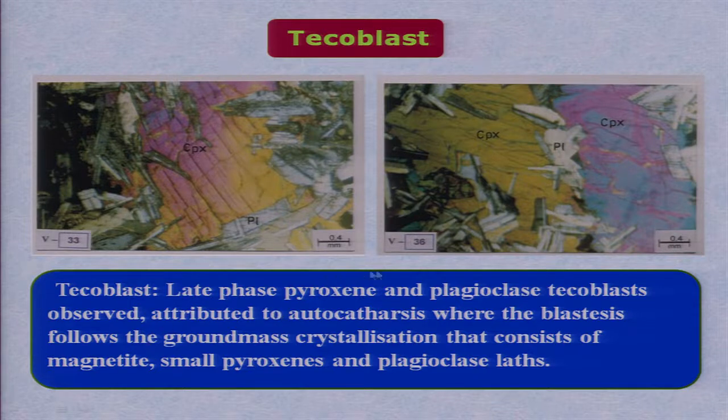Late phase pyroxene and plagioclase tachoblast observed, attributed to autometasomatism. Autometasomatism is a process where the blastocyst follows the groundmass crystallization that consists of magnetite, small pyroxene and plagioclase laths. So, you have pyroxene within pyroxene as well as plagioclase within the pyroxene. Both the conditions are possible in this kind of tachoblast.